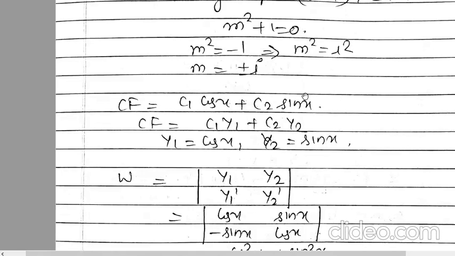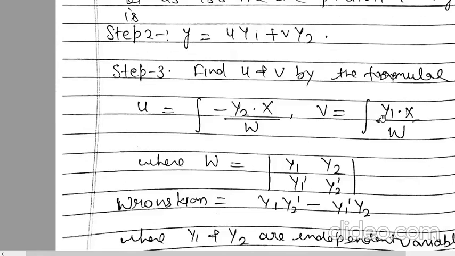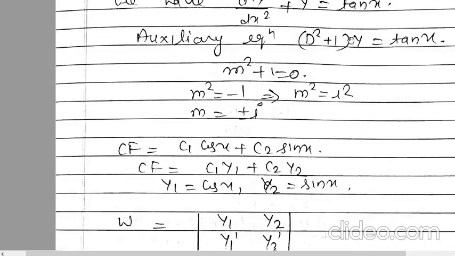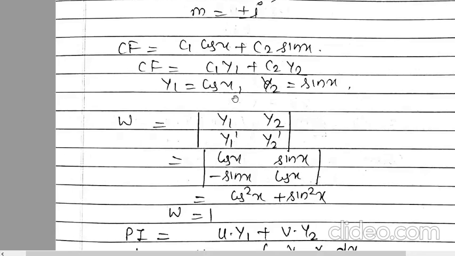So the CF will be, the roots are imaginary, we are getting imaginary roots. So our CF will be C1 cos x plus C2 sin x. So you can write this as C1 y1 plus C2 y2, right? Now y1 is equal to cos x, y2 is equal to sin x. So you will find W here. W is equal to y1, y2, y1 dash, y2 dash.